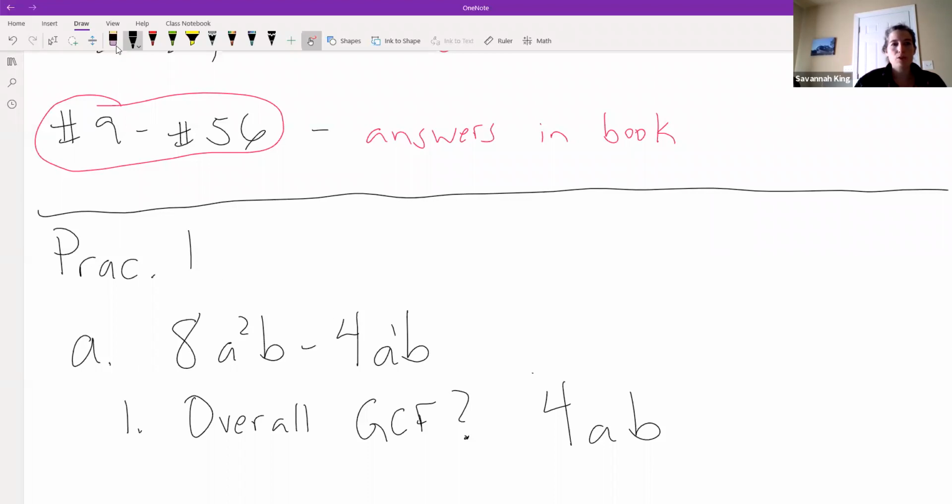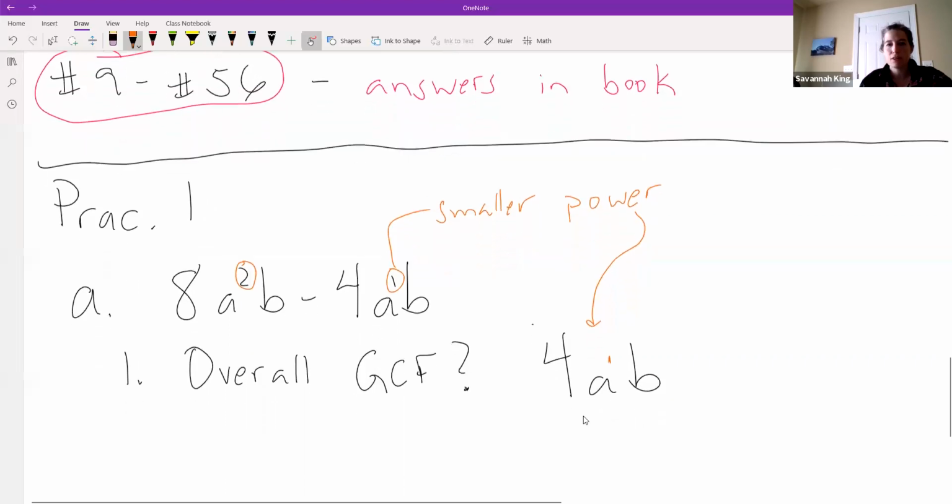And between the 2 and the 1, it's the 1 that is the smaller power. So that is immediately going to be incorporated into our GCF. So the B's were easy because they were both to the first power and you didn't have to worry who was smaller. But with the A's, you have to compare and contrast and pick the smaller of those two numbers, drop it down in there. So yeah, that's our overall GCF.